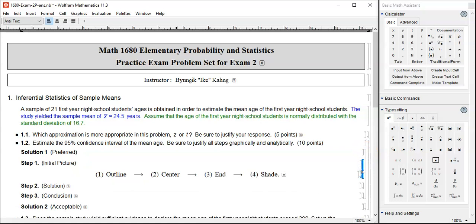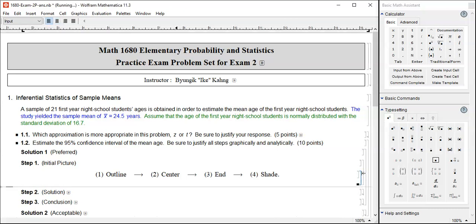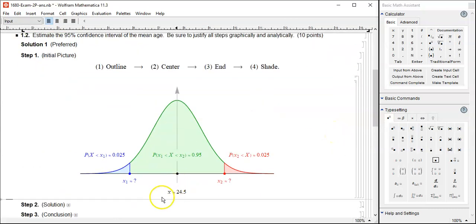Always begin with a picture. And here's the typical process: outline, center, end, and shade. Center is pretty much straightforward, 24.5, the sample mean, and we have to find out end, x1 and x2. Shading, I use 3 colors here, but if you have only 1 color, typically you shade the middle part. Sometimes keep the middle blank and then shade left and right.